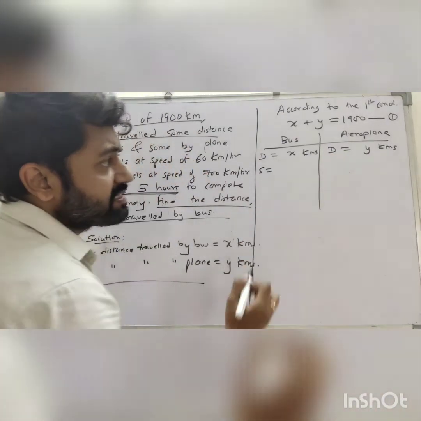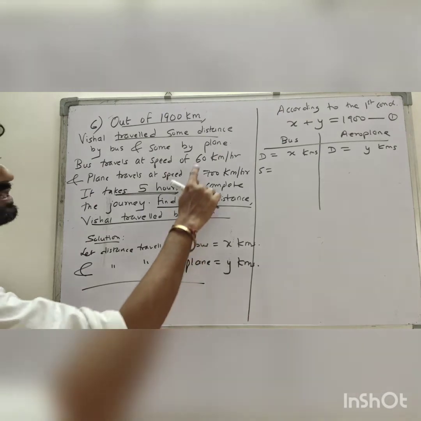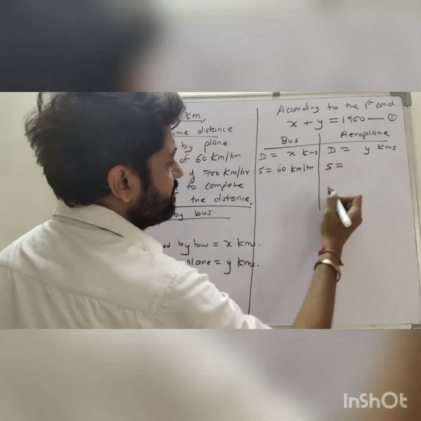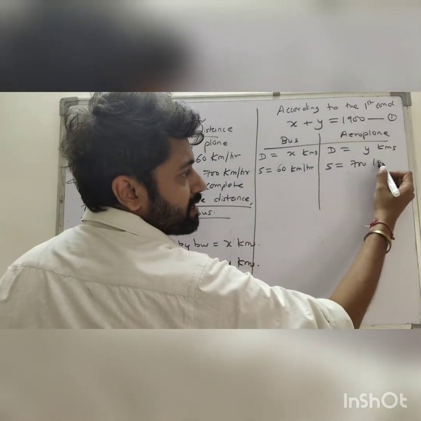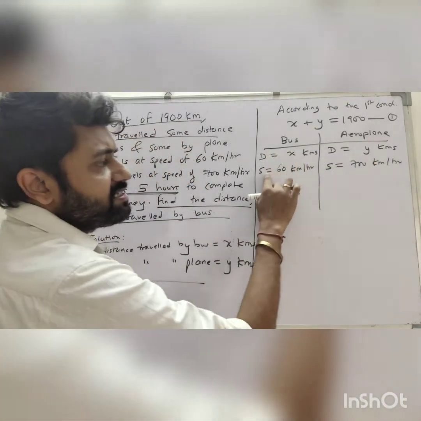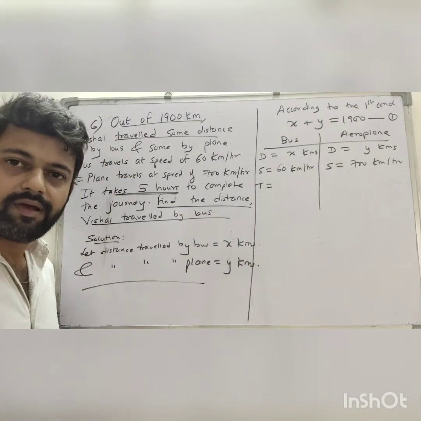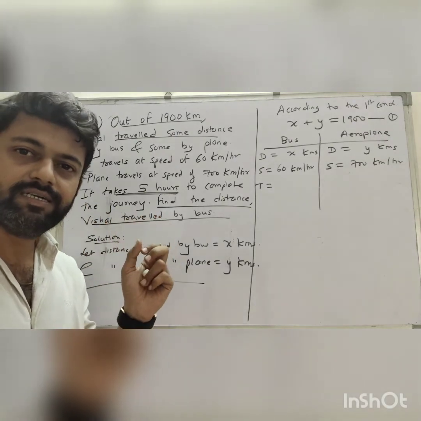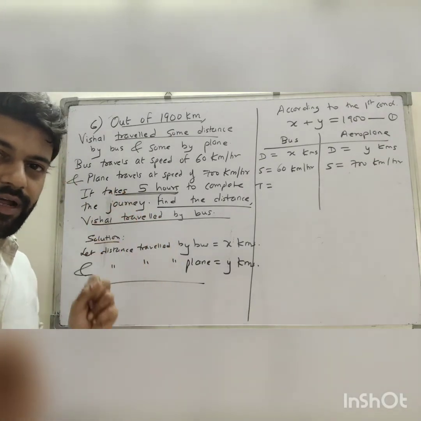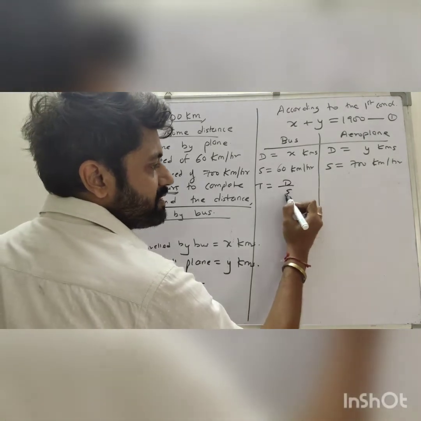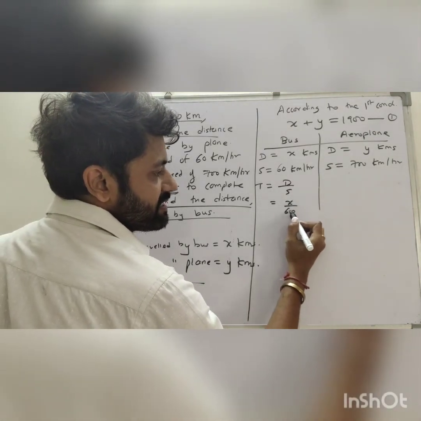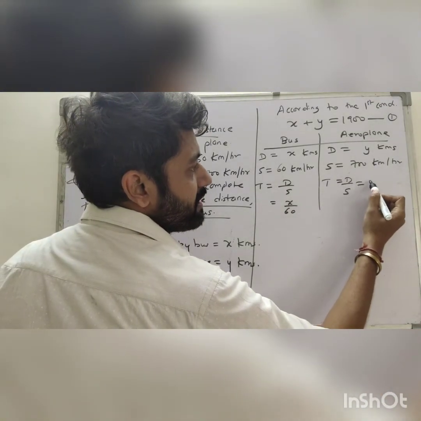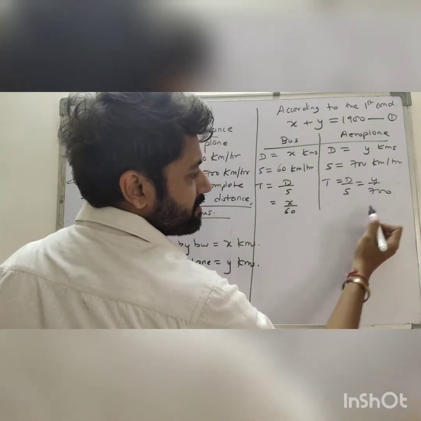The speed of the bus is given to be 60. The speed here is given to be 700 kilometers per hour. With distance and speed we can find time. Earlier in your lower standards you have studied the time formula. Time is equal to distance upon speed. We get x upon 60. Repeating, you can write y upon 700.